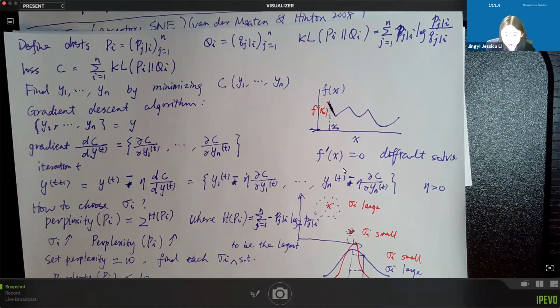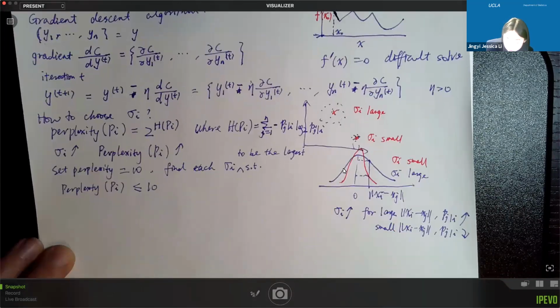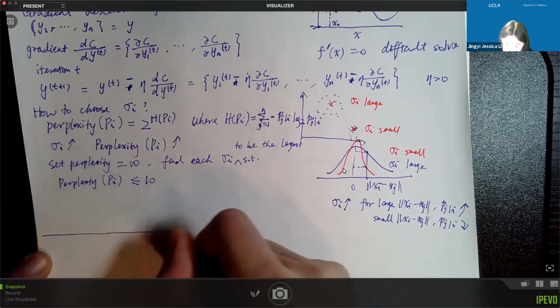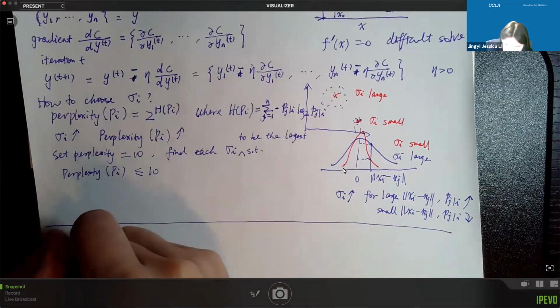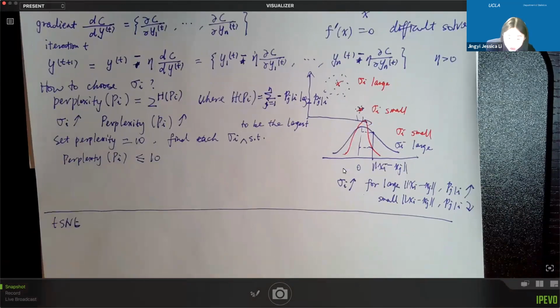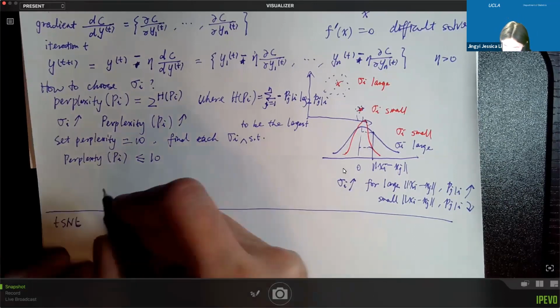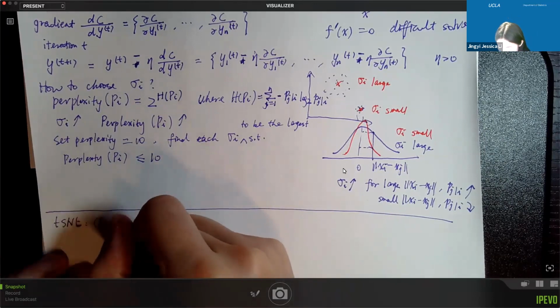A lot of the technical challenge is in the optimization. How can we make the optimization more efficient? So t-SNE was proposed as an improved version to address these issues. The first improvement in t-SNE is that we changed the definition of p_ij and q_ij by making p_j|i and p_i|j symmetric. That's a very big change in the definition. So the first change is to symmetrize.